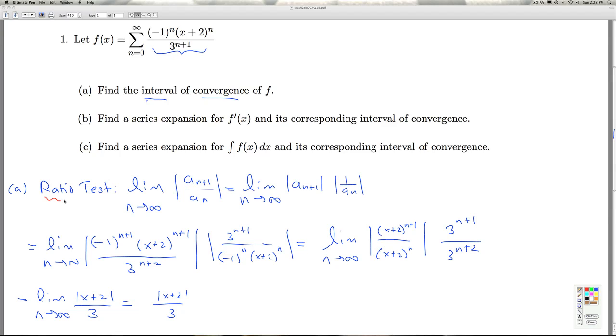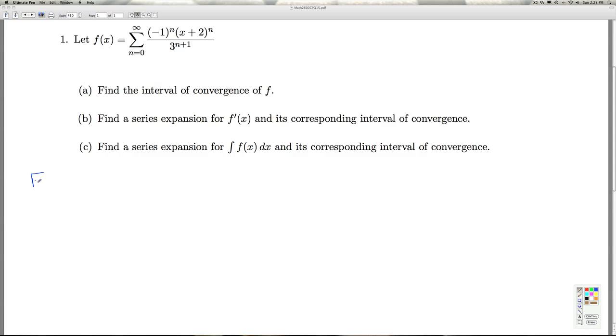Now, according to the ratio test, I know that if I force this to be less than 1, the series will converge absolutely. If this ratio is greater than 1, then the series diverges. And if it's equal to 1, I'm not sure what's going on. So our next step is we're going to force our answer, absolute value of x plus 2 over 3, to be less than 1. In other words, the absolute value of x plus 2 has to be less than 3.